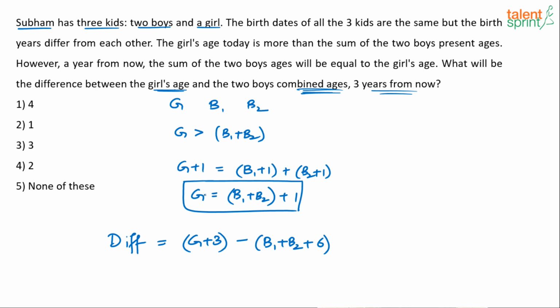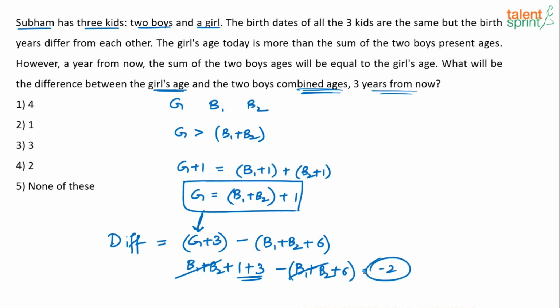Now that's it. We already know that G is equal to B1 plus B2 plus 1, right? Put it here. We know what G is. B1 plus B2 plus 1. So B1 plus B2 plus 1 plus 3 minus B1 plus B2 plus 6. So B1 plus B2 anyway gets cancelled. 1 plus 3 is 4, minus 6, minus 2. I mean, we are looking at difference, so magnitude is important. 2 years. Option 4 would be the answer.